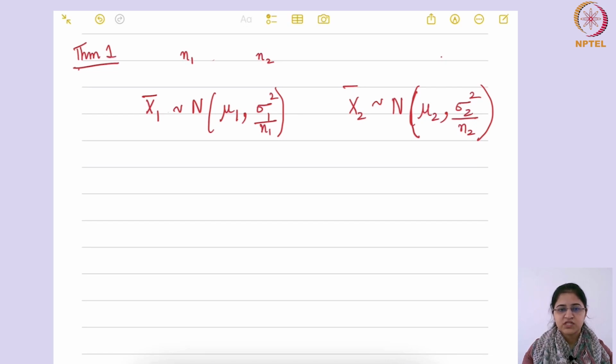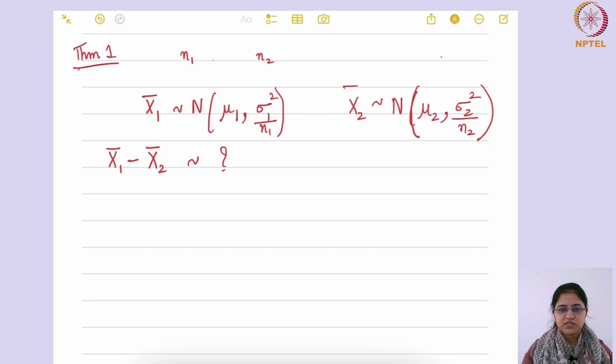And we also have seen the central limit theorem, that even if you are not taking it from a normal population, but if your random sample is of large size, then it is going to follow a normal distribution again. So ultimately, in both the cases, your sample means would be normally distributed with these parameters. Now, we have to find the sampling distribution of x1 bar minus x2 bar. We have to find this distribution.